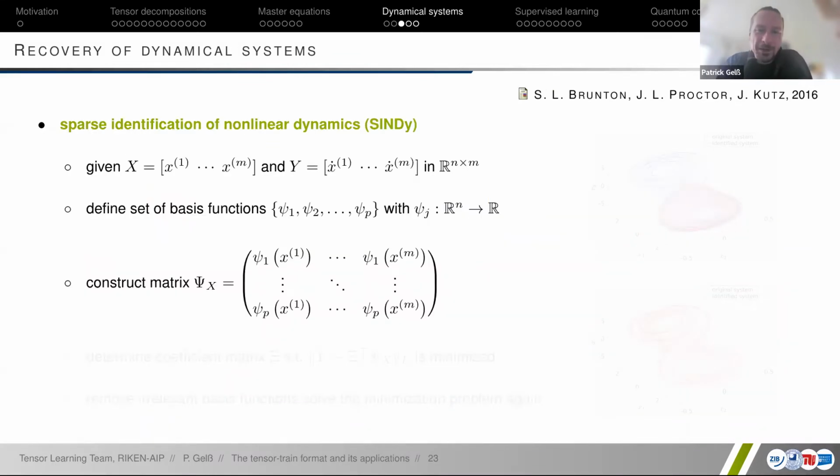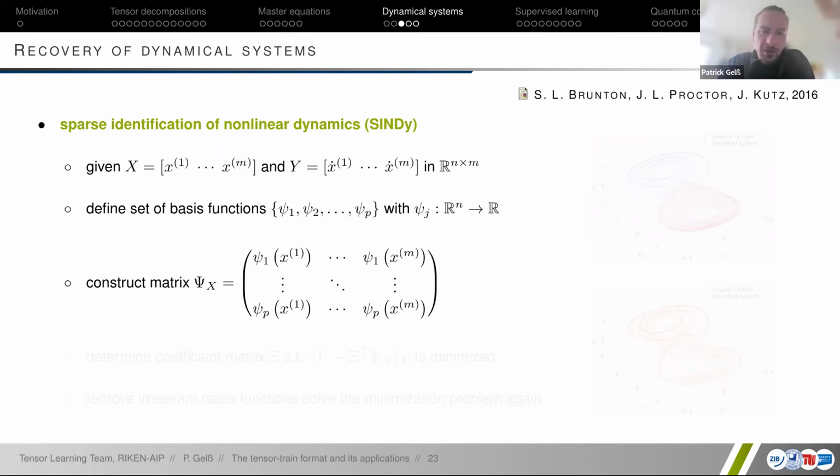Okay, so the next big algorithm was SINDy, which was introduced a few years ago for reconstructing dynamical systems. So we have data in the form of X and Y, our data points and the derivatives. And we want to reconstruct the ODE behind these two data sets. So we assume that there's some dynamical system, and we want to reconstruct its governing equations.